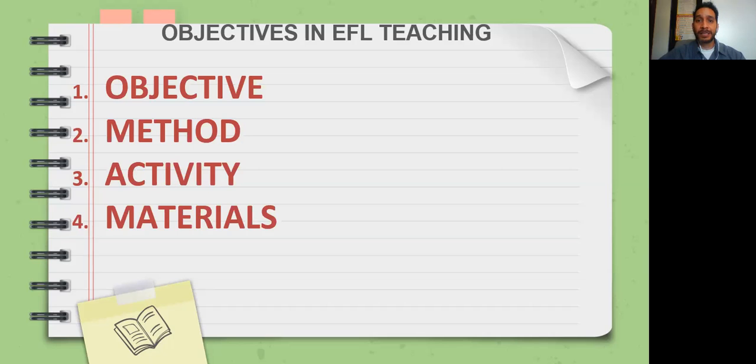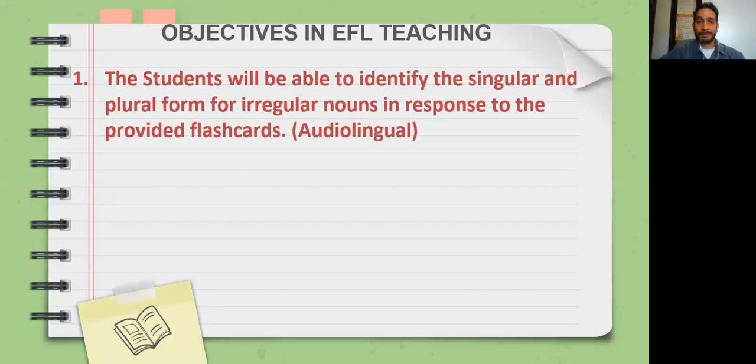Now, with that being said, let's discuss the first objective. Let's read. The students will be able to identify for irregular nouns in response to the provided flashcards. And the method of use will be the audiolingual. This audiolingual is a method where the repetition of audios is used, mostly drill repetition, and the use of repetition leads to habit, and that's how people will start to produce the target language.